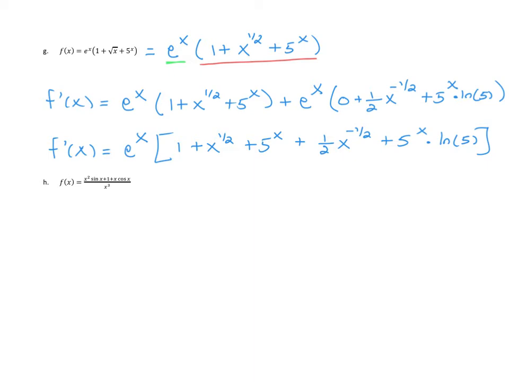And yeah, you could combine the 5 to the x and the 5 to the x times the natural log of 5. You could put this exponent into the denominator by making it a positive 1/2. But I mean, this is good enough. I'll say that this is the answer.